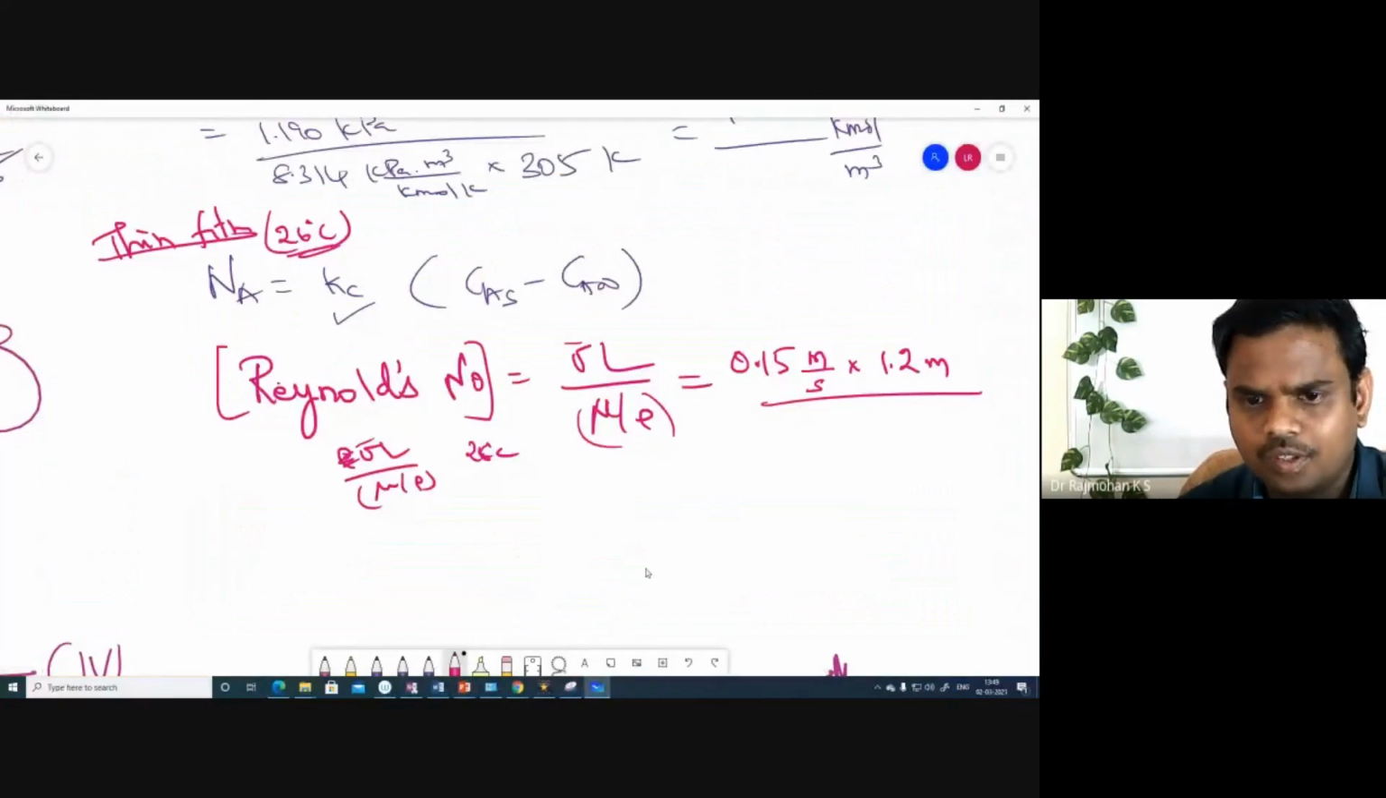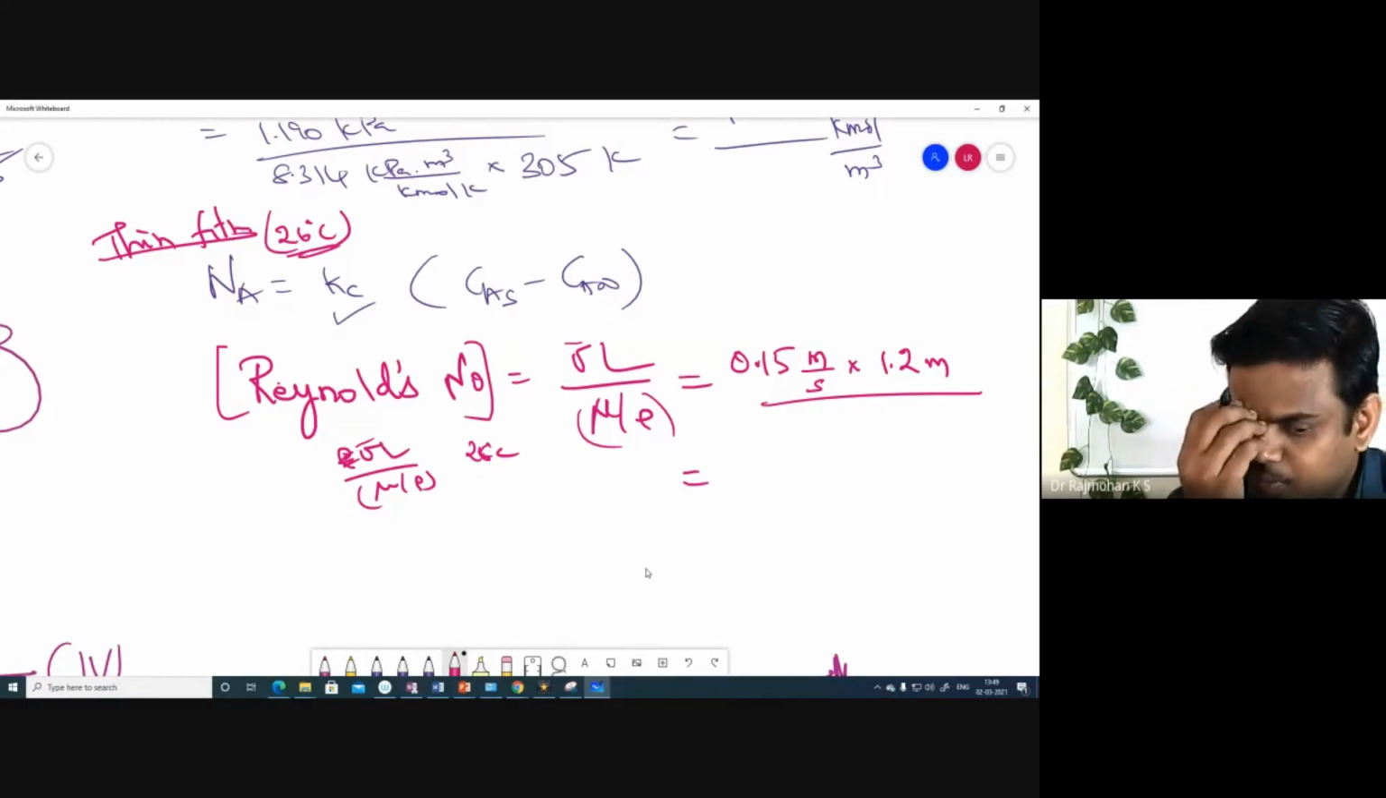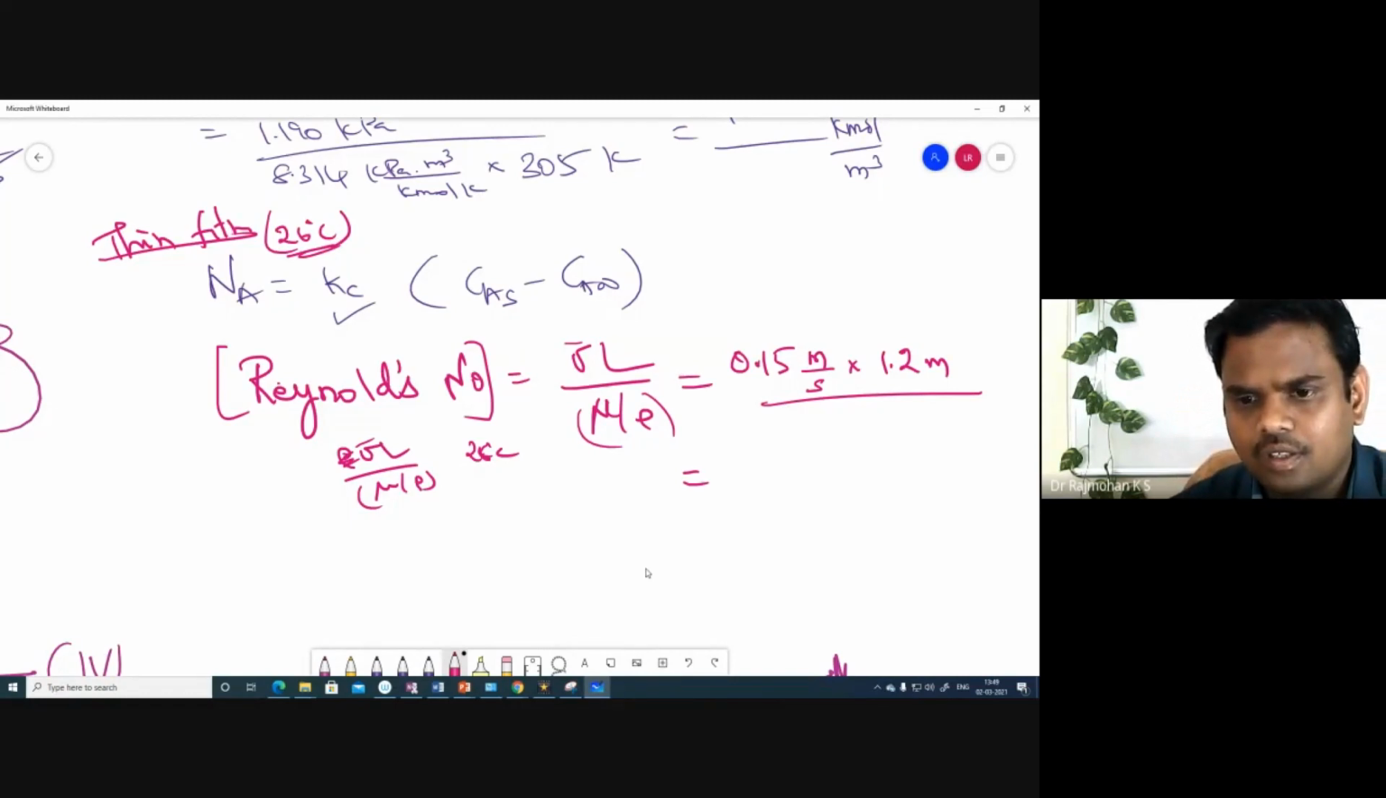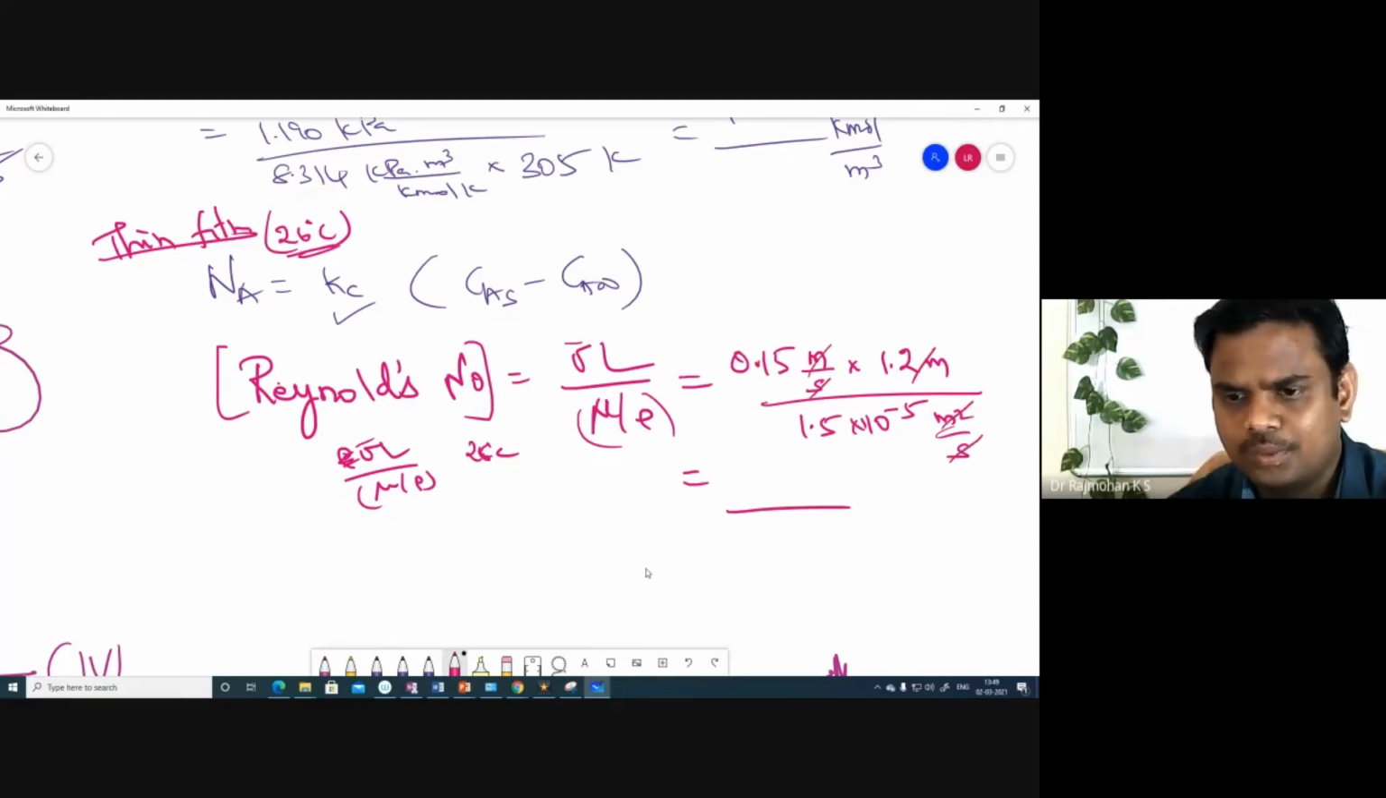So if you substitute the values, the mu by rho value is 1.5 into 10 power minus 5 meter square per second. So meter square is getting cancelled and we get a dimensionless number. So our substitution is correct.